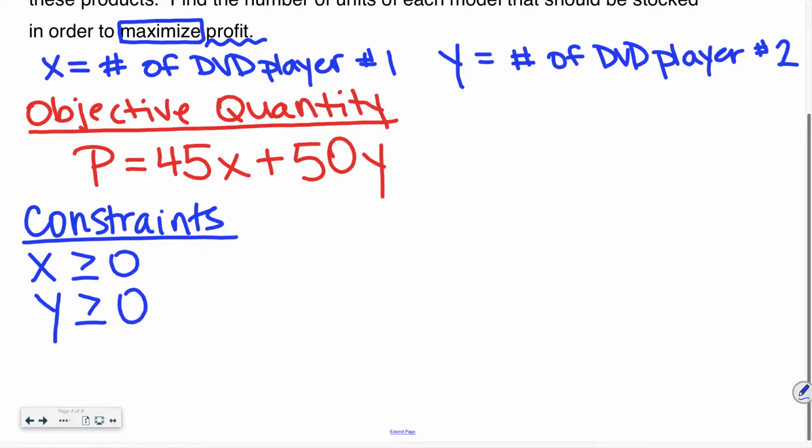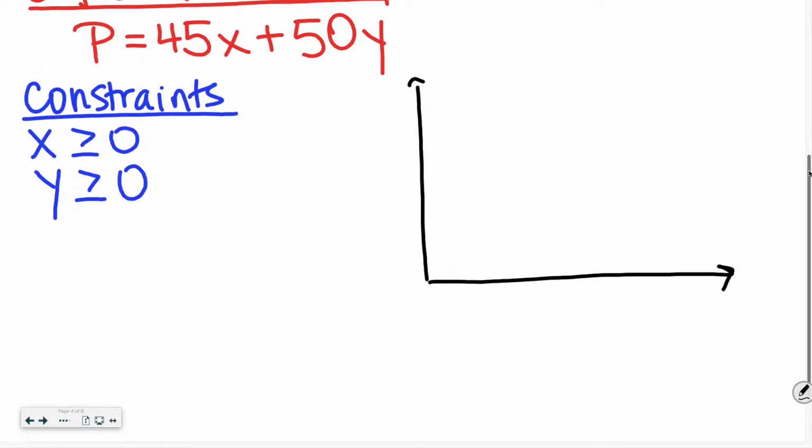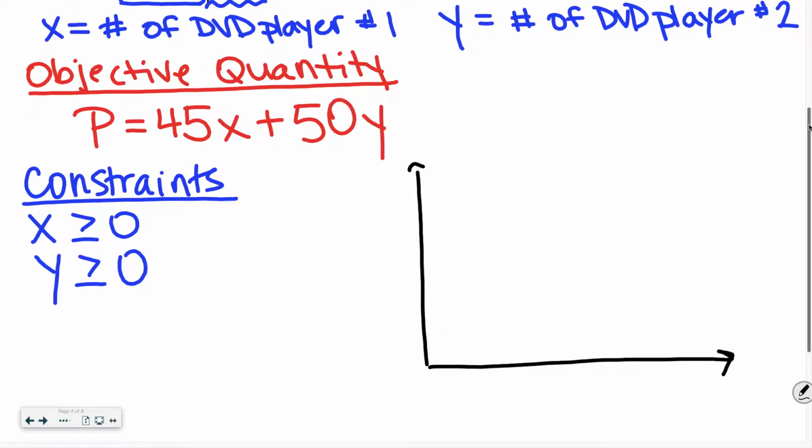And do you see how I didn't really give you a graph here? Yes, you notice that? Okay. X is greater than or equal to 0. Y is greater than or equal to 0. I am only going to draw my first quadrant because that's all that matters in this problem. Because X is greater than or equal to 0 and Y is greater than or equal to 0.